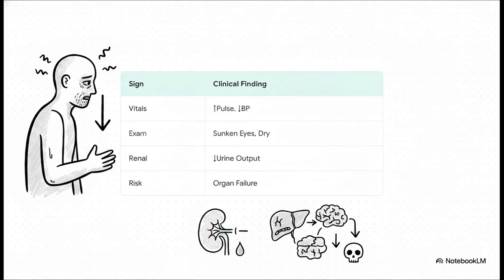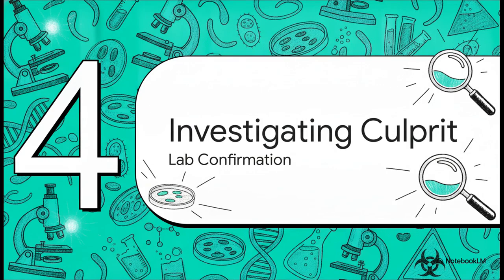Their vitals tank. You'll see a spike in pulse as the heart desperately tries to compensate, paired with a dangerous drop in blood pressure. On physical exam, it's classic severe dehydration: sunken eyes, bone-dry mucous membranes, and terrible skin turgor. And because the kidneys are starving for blood, urine output plummets, triggering acute renal failure. If you don't intervene right now, the ultimate risk is multi-organ failure and death. Period. So how do we confirm this invisible enemy?